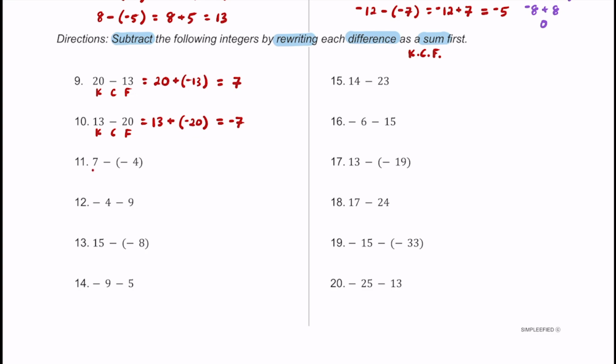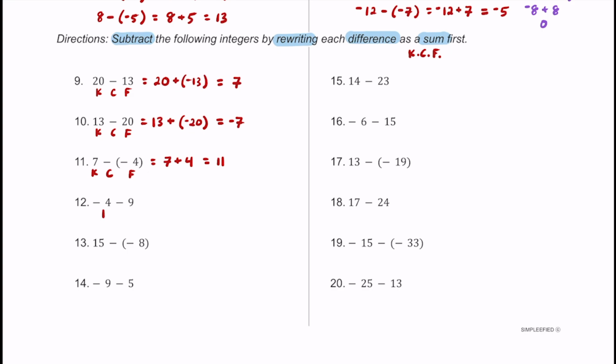For 11, we have this 7 take away a negative 4, so we'll keep, change, and flip. Keep the 7, change the minus to a plus, and then flip the negative 4 to positive 4. This is really just 7 plus 4, so it's 11. We don't have to worry about absolute values, just add them.